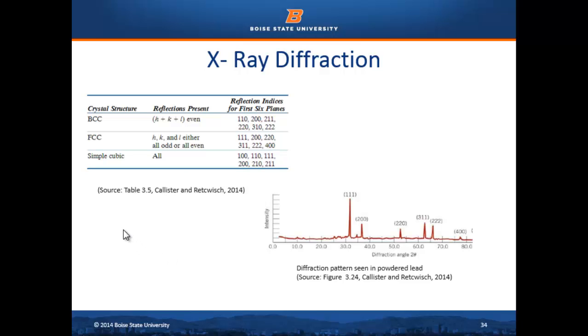BCC has these first 6 reflection indices. Similarly, FCC and SC have these first 6 reflection indices of their planes, as seen in the table here. This is the diffraction pattern seen in powdered lead. By looking at the diffraction pattern and the reflection indices, we can say that it has an FCC crystal structure.